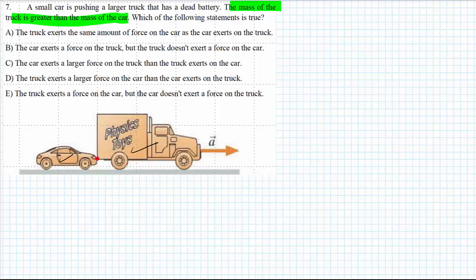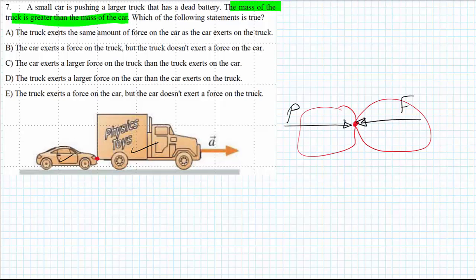Of course, from Newton's third law, if two objects are connected together, there should be a force in between. The first force, if you call it P, and the second force, if you call it F, the two forces must be equal in magnitude and opposite in direction. That's Newton's third law. Regardless of the direction of motion, regardless if there is acceleration or not, the force between the car and the truck are equal and opposite. So I would choose number A as the true answer.